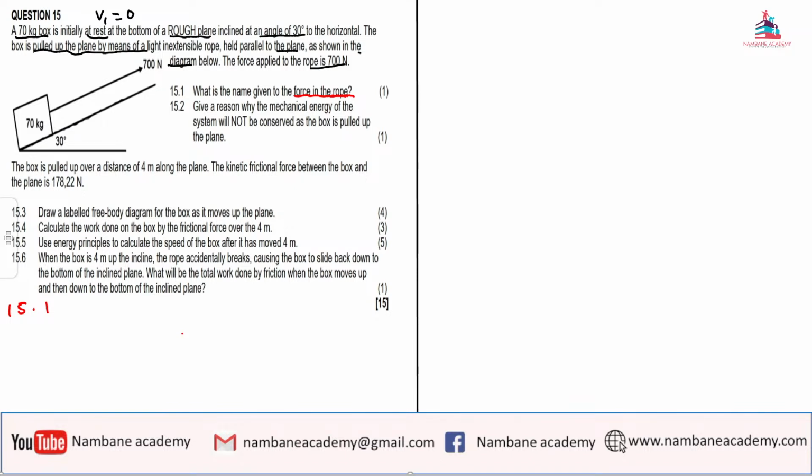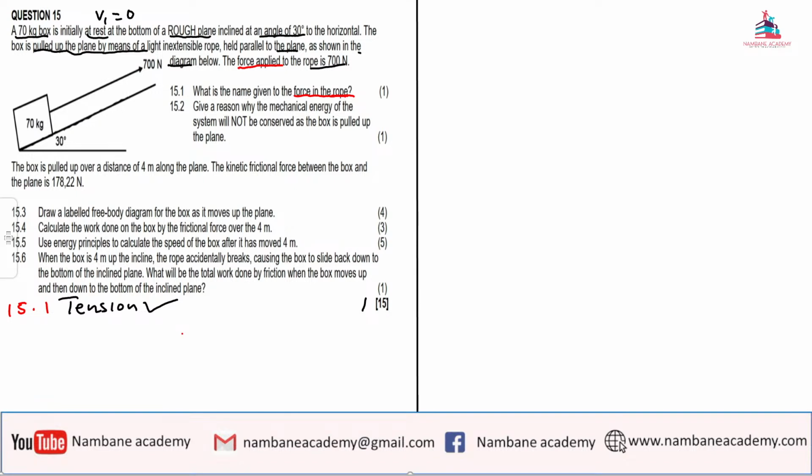So the examiner will not tell us it's a force applied there and ask that the force must be first applied again at 15.1. So let's remember, once it is in the rope, it becomes the tension force. That will now be the 1 mark. That is now at 15.1.